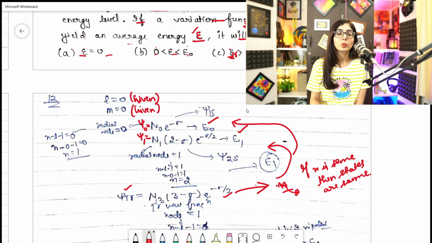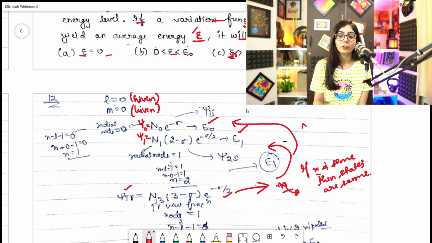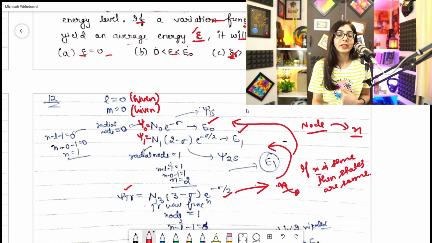So what will I do now? For finding out which n it belongs to, which state it belongs to, I told you one thing: put everything equal to 0. You need to find out how many nodes there are. If you get to know how many nodes there are, you can find out the value of n. Clear? So let's see how to calculate nodes. For calculating nodes, you have to put the whole wave function equal to 0, right? If you put it, you can see that no node is there in psi naught.